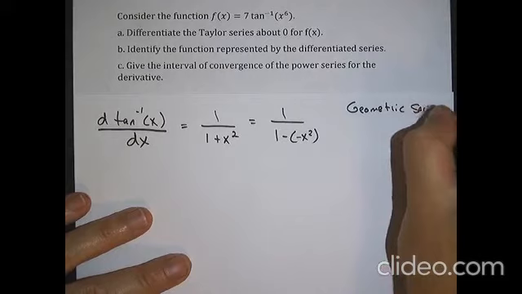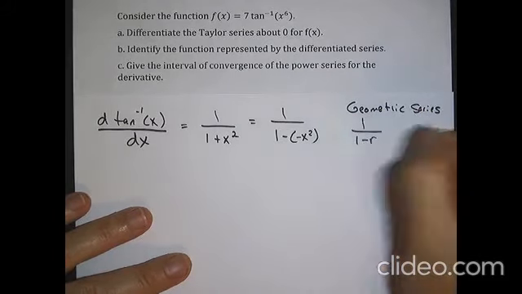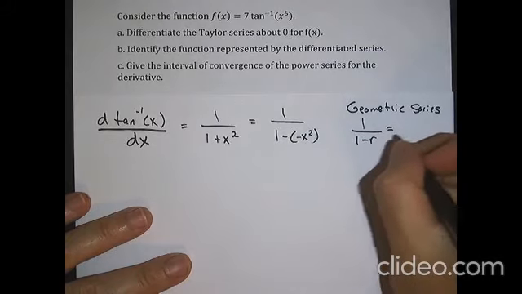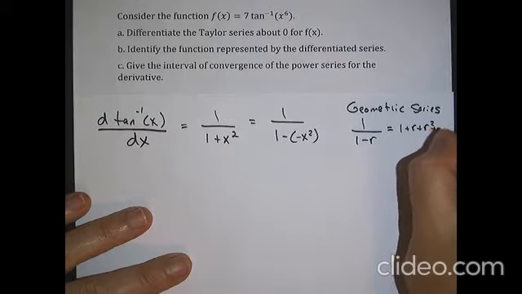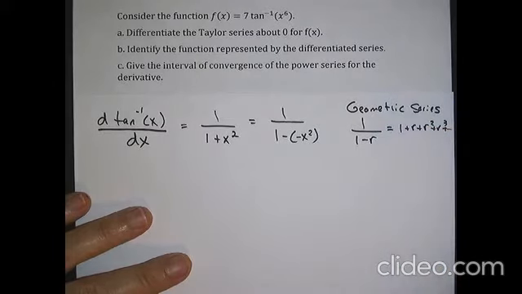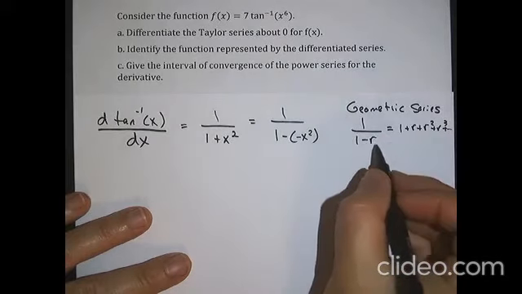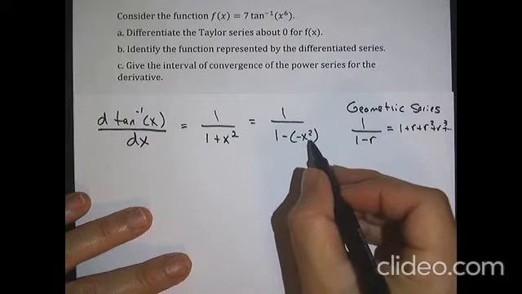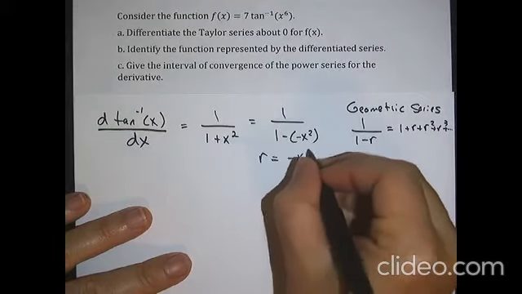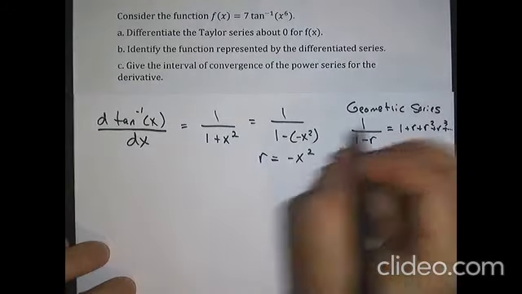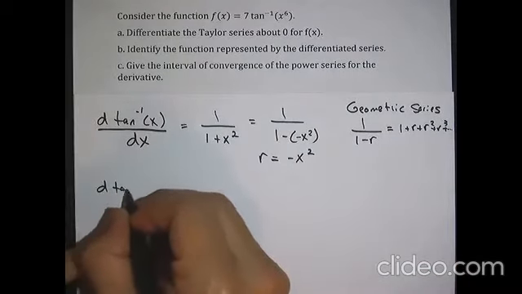series, if it's of the form 1 over 1 minus r, then that can be expanded as 1 plus r plus r squared plus r cubed plus dot dot dot, right? Okay, so in our particular case over here, our r is negative x squared. So if r is equal to negative x squared, then I can expand this.